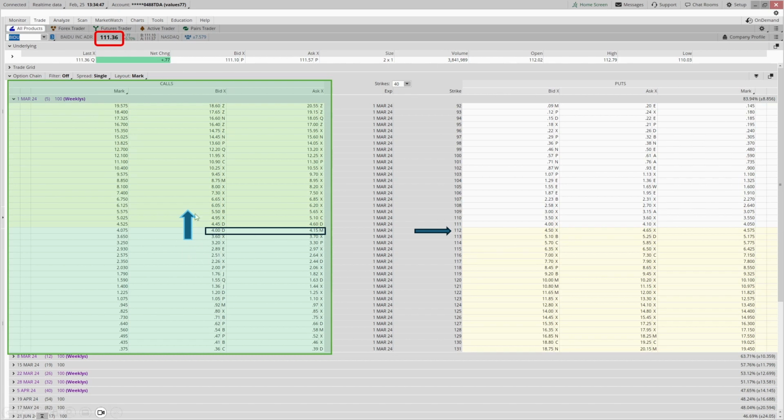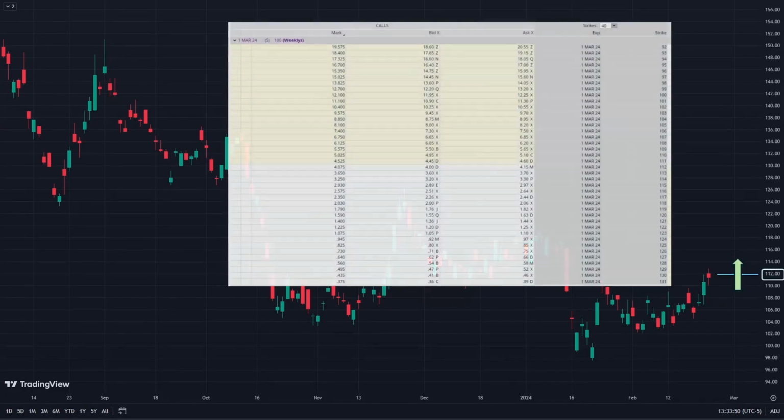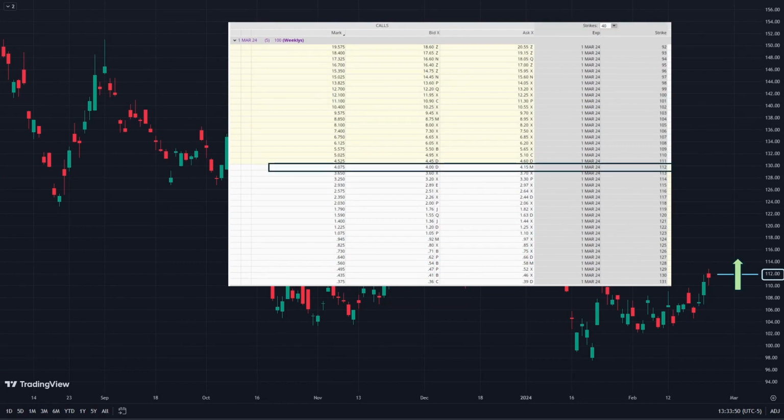When this option moves in the money, if the share price moves beyond $112, this will now be in the money, which now has intrinsic value. So if you decided to look at a stock, and let's say that you bought a call right at $112, then if the price decides to pass that $112, and you look at the option chain at your current strike price, that option would be in the money. And it would actually cost $5.15.